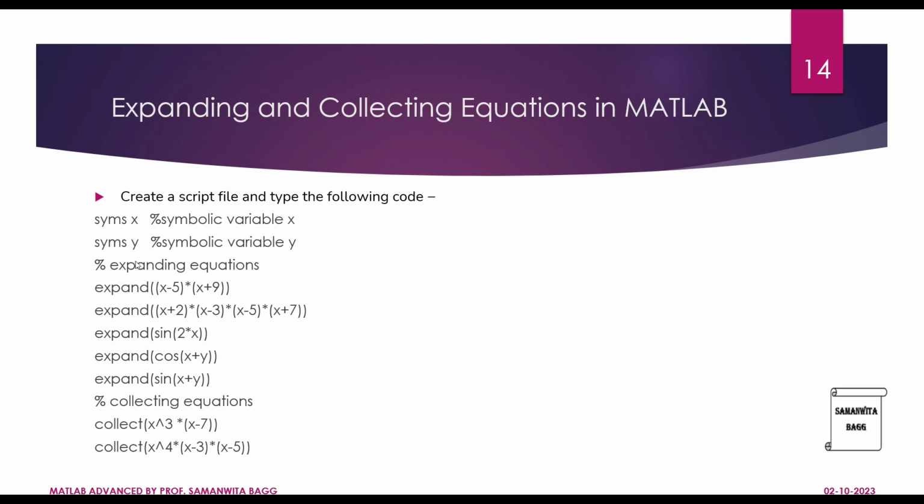So suppose I want to expand this equation, that is I want to multiply x minus 5 into x plus 9. We know how to solve it. Mathematically it is x into x, it will give you x square. Minus 5 into 9 will be minus 45. And then minus 5 into x is minus 5x and 9 into x is 9x. So the answer when you solve will be x square plus 4x minus 45.